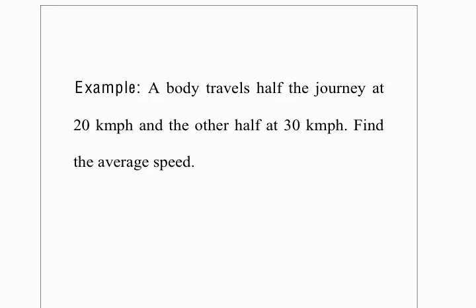Okay, looking at the first example, this is the most basic example that you'll probably get, if you get it at all, at the beginning of your test. So here we have: a body travels half the journey at 20 kilometers per hour and the other half at 30. Find the average speed. Note the keyword average. So intuitively, when you look at this, you think 20, 30, half the distance at 20, half at 30. So the average speed is probably going to be 25.